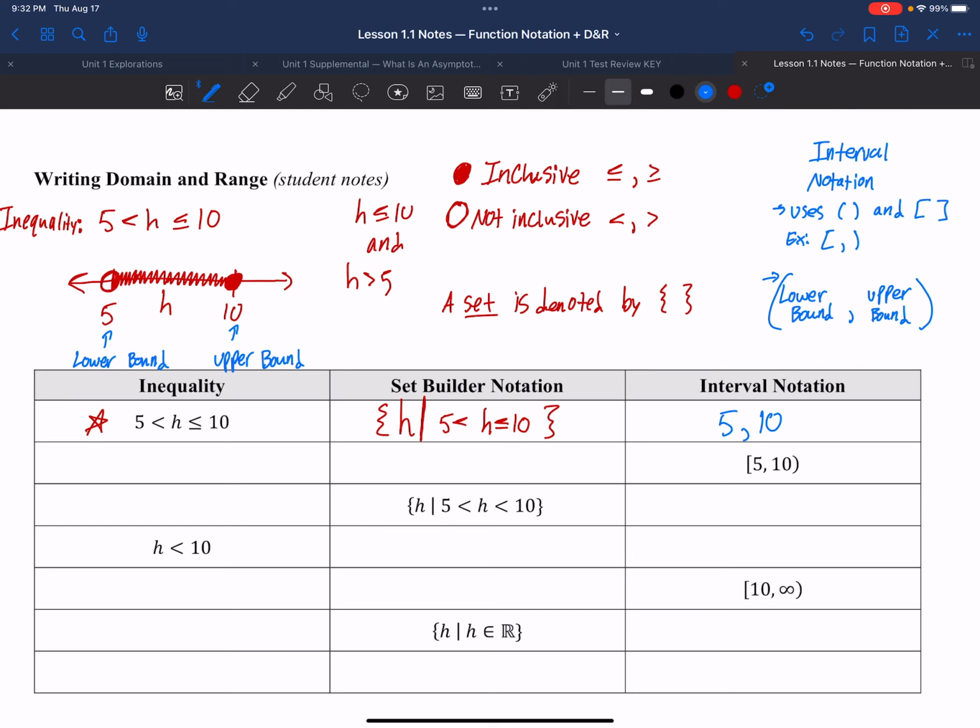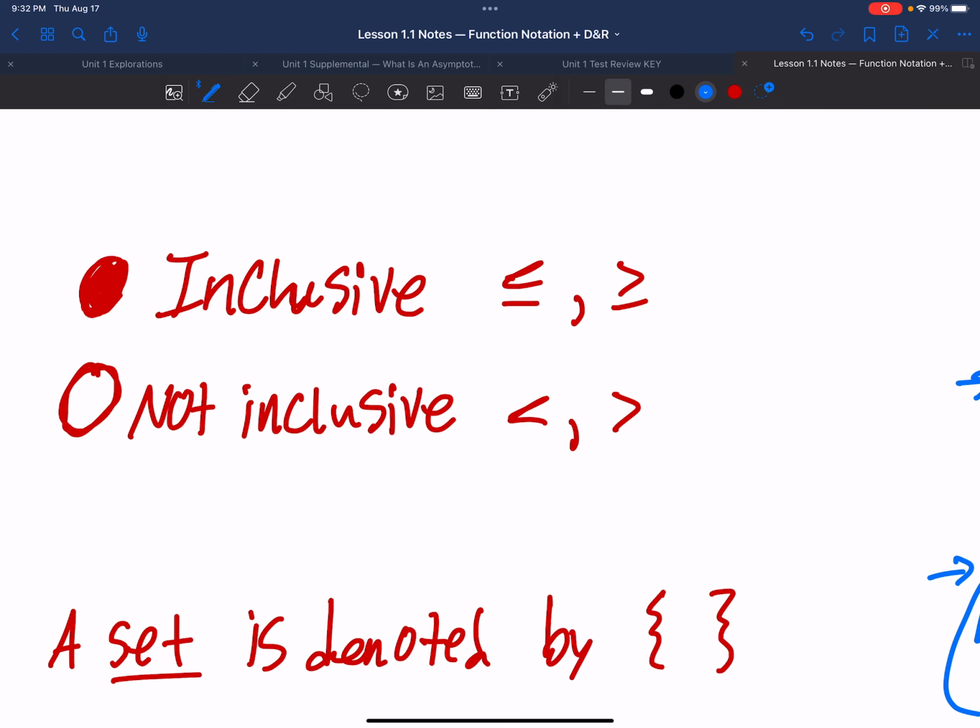Well, if I come back up here to inclusive, not inclusive, that's what those are. So inclusive are brackets. Not inclusive are parentheses. And that's the difference, okay? If it includes the point, if it's equal, then we use brackets. But if it's not equal, it's strictly greater than or strictly less than, then we use parentheses. And that's it. That's the difference.